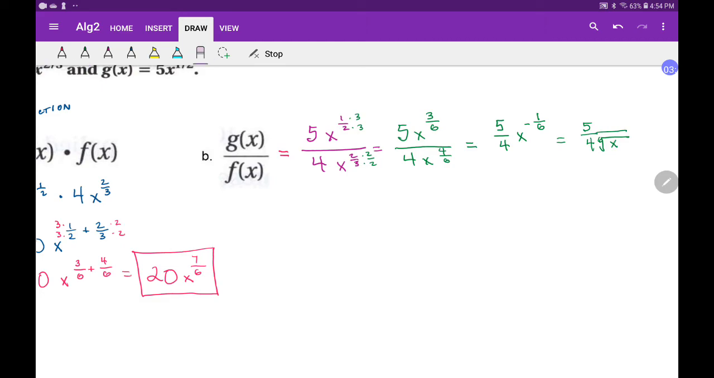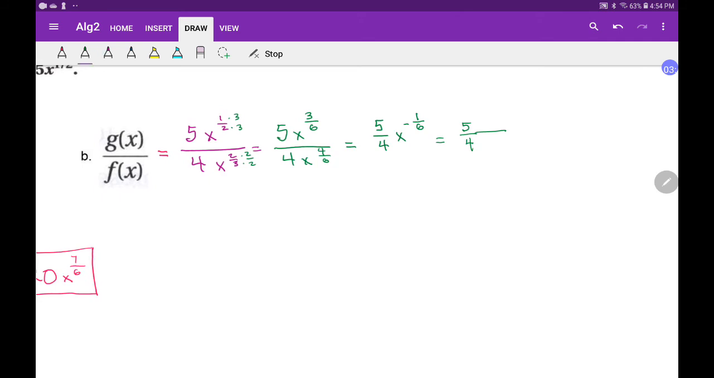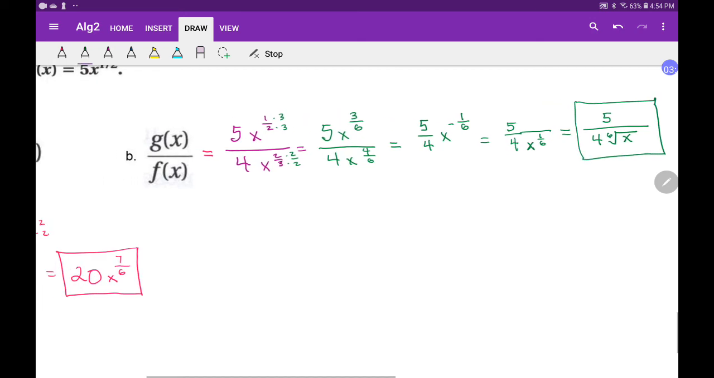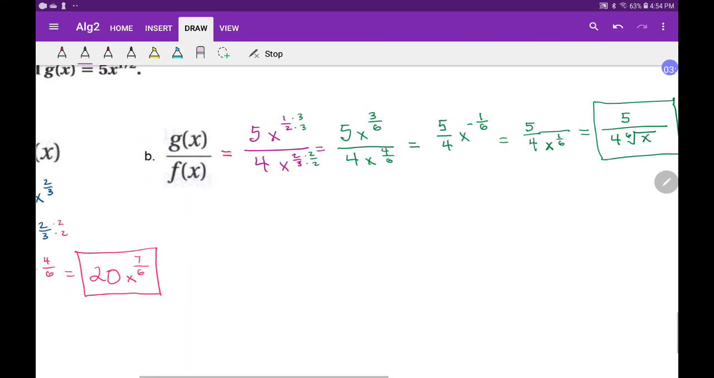That just means, maybe I should put that on the bottom first. Let me show that more clearly. It's a lot of details here. x to the 1/6 on the bottom. Now that I made it positive, I had to move it. And then that's going to be the same thing as 5/4 times the 6th root of x. So I think that's how I'd write it. I'm not sure if I need to go that far, but anyway, that's what I would say.